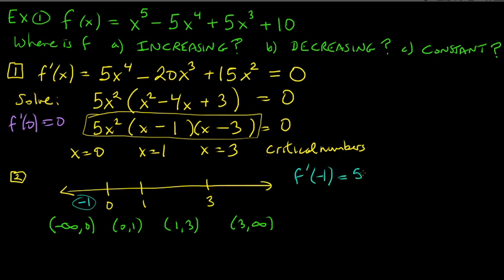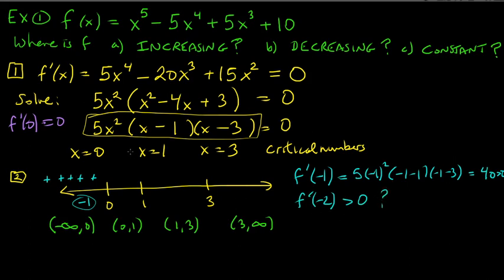And what do we get? We get 5 times negative 1 squared times negative 1 minus 1 times negative 1 minus 3. So that's going to be 5 times negative 2 times negative 4. So I guess we get positive 40, which is positive, right? 40 is greater than 0. So we know that the derivative will be positive at negative 1. But it's also going to be positive at negative 2 or negative 3 or negative 1/2. How do I know that? Unless I actually plug in negative 2, how did I know it's going to be positive?